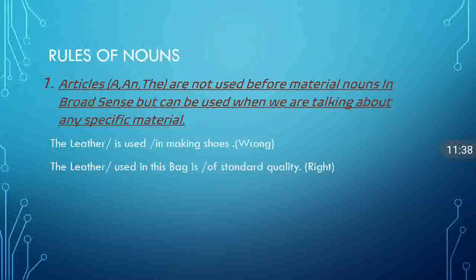Let's say leather. The shoes. The wood used in making this chair belongs to the Amazon rainforest. So wood is a material noun. The chair is a common noun. So the material noun is used with the, because if you were talking in the broad sense, the could not be used. But here we are talking in a specific sense, so the can be used.